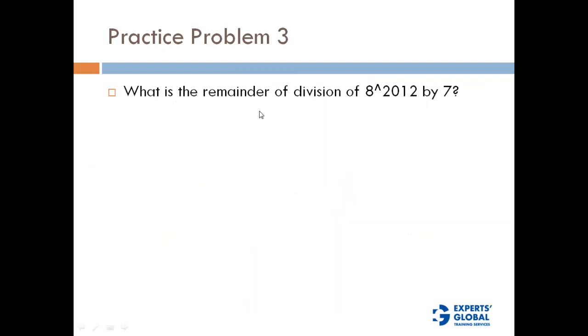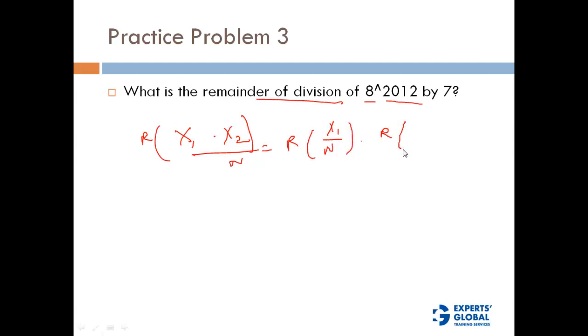Let's look at this. Please pause the video and give it a try. What is the remainder of division of 8 raised to 2012 divided by 7? Okay. So we know that, from the remainder rule, we have seen that the remainder of x1 into x2 with respect to n is the remainder of x1 with respect to n into the remainder of x2 with respect to n. We have seen this, right?